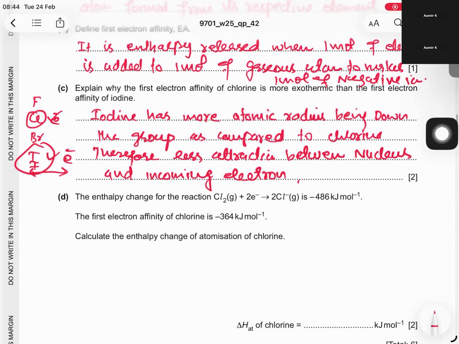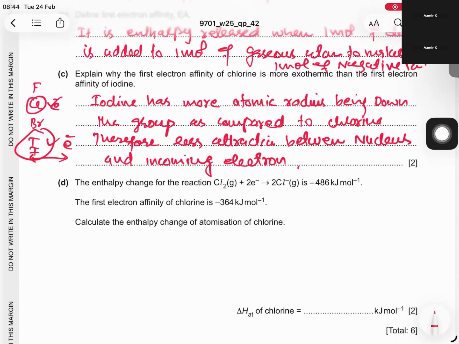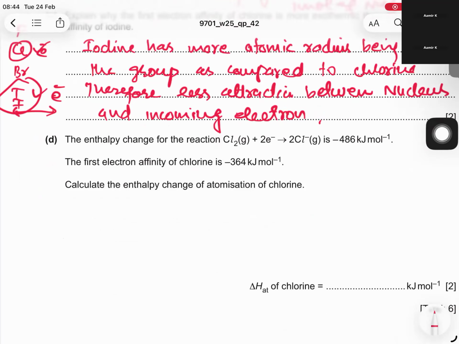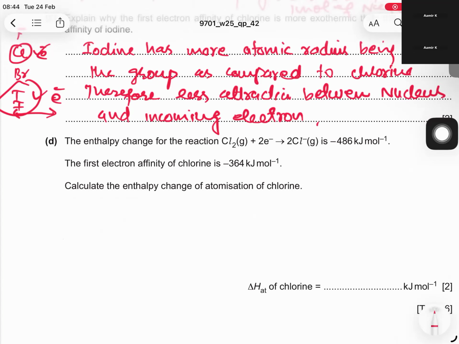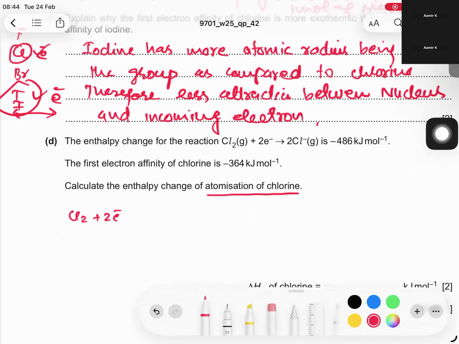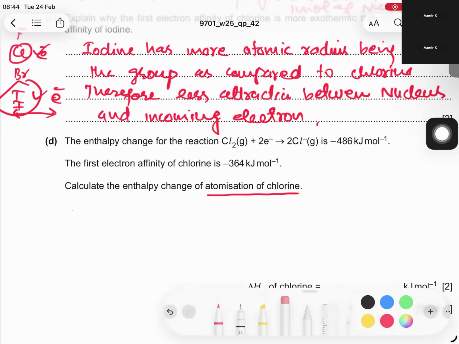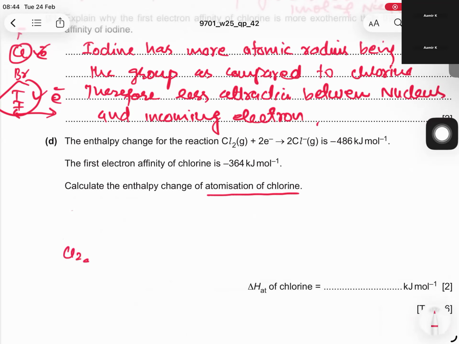The enthalpy change, part D: the enthalpy change for the reaction of Cl2 plus 2 electrons gives 2Cl negative is minus 486. The electron affinity of chlorine is minus 364. Calculate the enthalpy change of atomization of chlorine. Overall, if you look at this equation, Cl2 plus 2 electrons gives us 2Cl negative. So in short, the delta H has been given to us, which is minus 486.